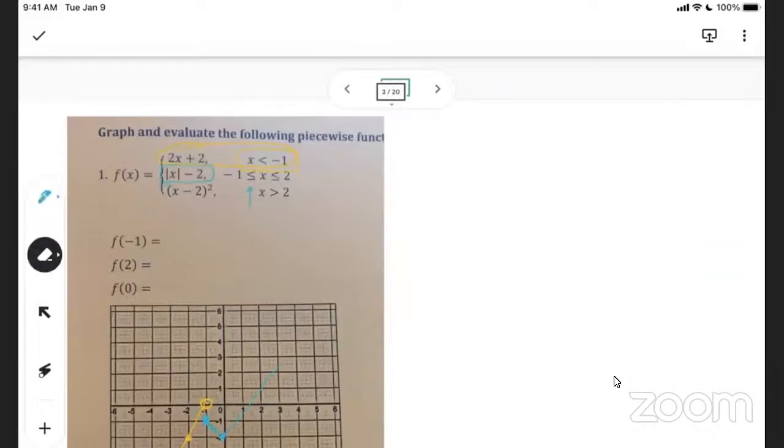And where does it stop to the right? At what point? 2. So if I plug in 2 here, I get 0. It's going to go to 2, 0, right? And it's filled in, right? Is it filled in or not filled in, the circle? It's filled in because there's a line under.